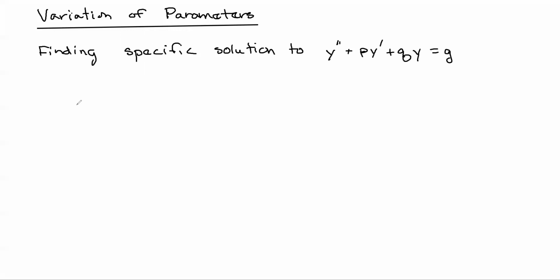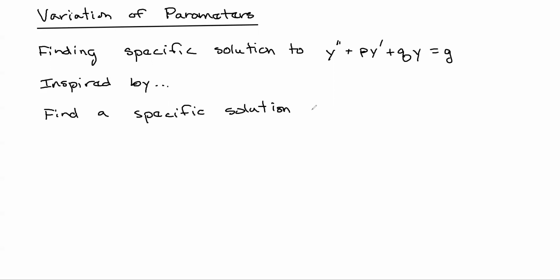So let's just go through an example and see if we can generate the method. Suppose we're asked to go through and find a specific solution to y double prime plus 4y equals 3 cosecant t.